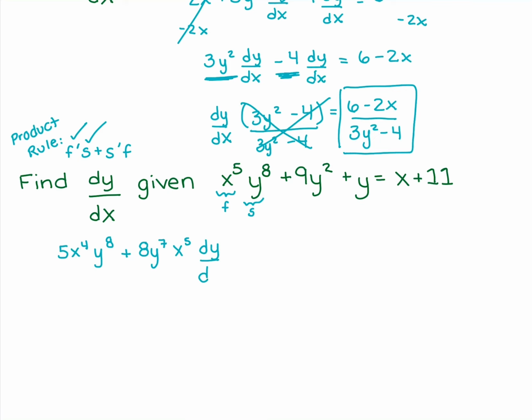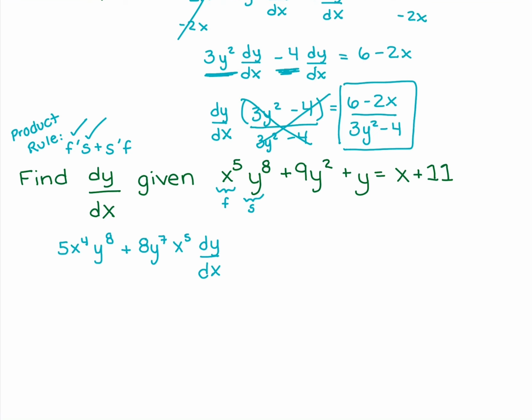Derivative of the second factor is 8y to the 7th dy dx times the original first, x to the 5th. And the order of multiplication doesn't matter, right? 2 times 3 is the same thing as 3 times 2. But I personally like to keep the dy dx's all the way to the right on a term. It's the same thing as writing 5x compared to x5. Normally, the variable we solve for, in this case the derivative we solve for, we're used to seeing on that right side.